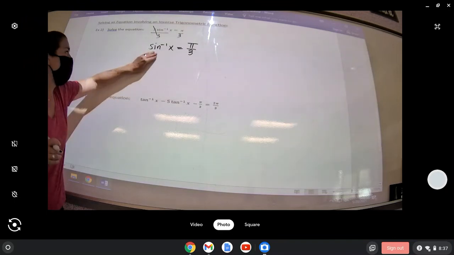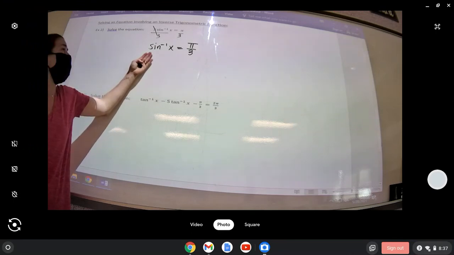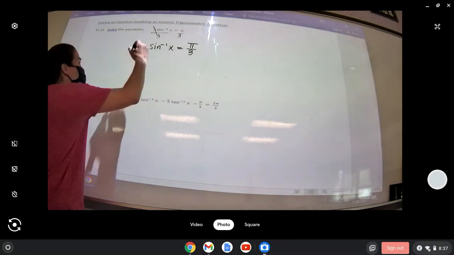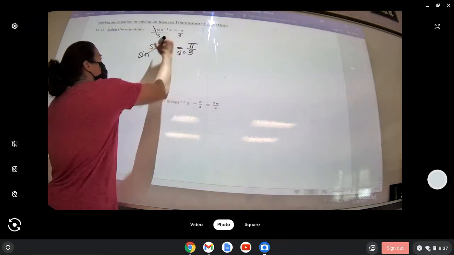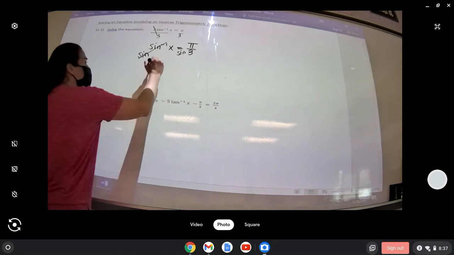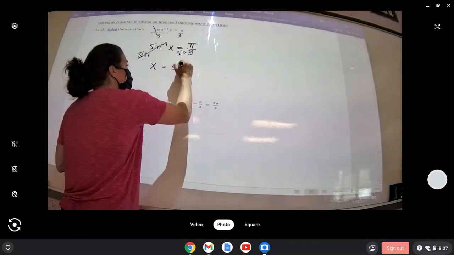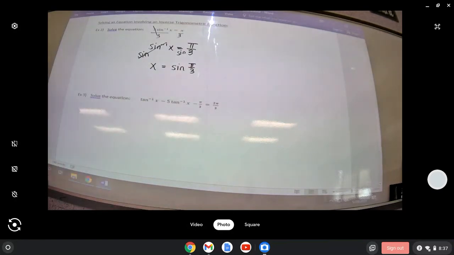Well, now that I've gotten the inverse sine by itself, guys, technically, to get rid of the inverse sine and get x by itself, I can sine both sides of the equation. So the sine and the inverse sine cancel, and I'm left with just x. And my answer will be whatever the sine of pi over 3 is. And the sine of pi over 3 is going to be a ratio. An angle goes into the sine function, and a ratio comes out.